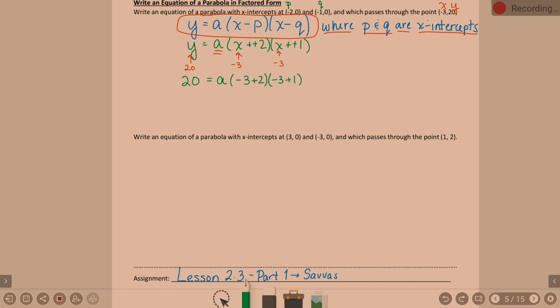Do some cleanup in your parentheses. 20 equals A times, what is -3 plus 2? -1. What is -3 plus 1? -2. Clean that up on the right. And A times a -1 times a -2 is what?